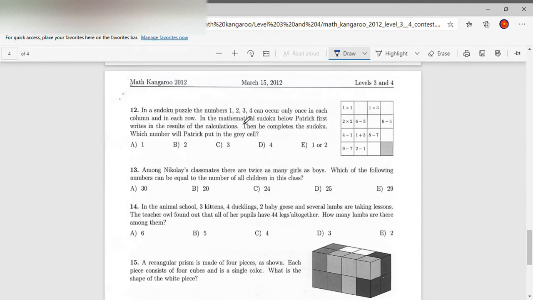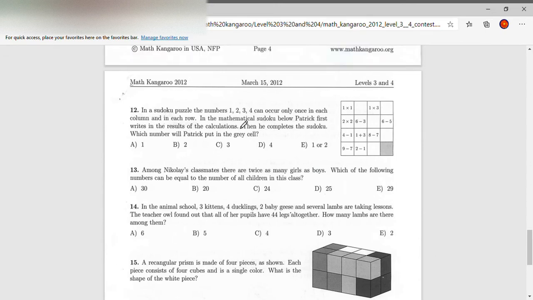Now, on to number 12. In the sudoku puzzle, the numbers 1, 2, 3, 4 can occur only once in each column and in each row. In the mathematical sudoku below, Patrick first writes in the results of the calculations. Then he completes the sudoku. Which number will Patrick put in the gray cell?